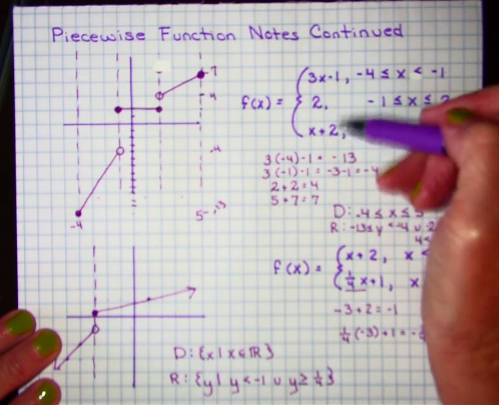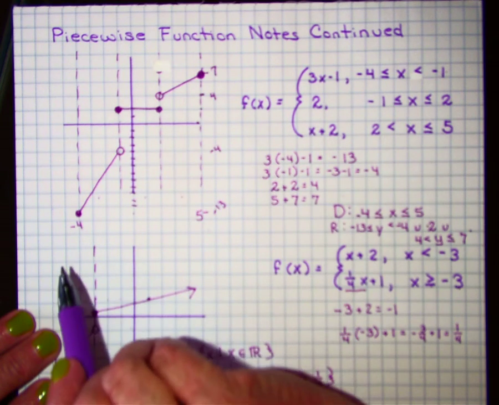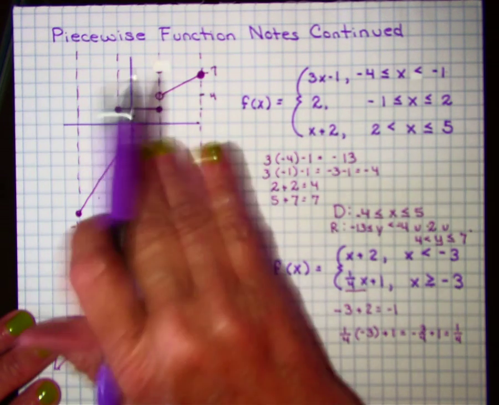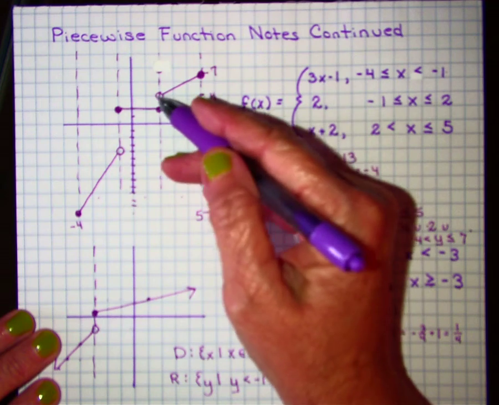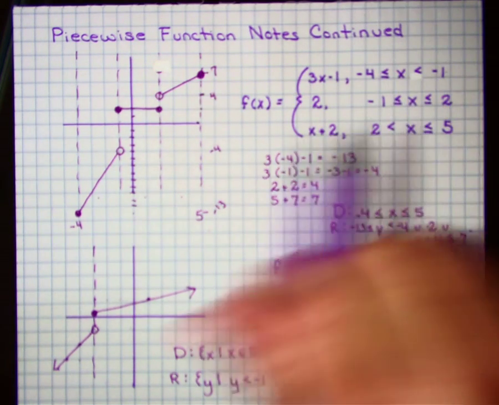If you have 3 functions, you're going to have 3 areas where your function will be. Okay, so you'd have 1, 2, 3. That way you'll know, never draw it over the other area because it can only be in one area at a time.